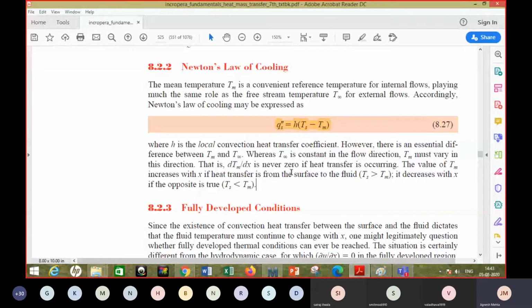So Newton's law of cooling as applied to the internal flow is not much different from the external flow, except that here you find Tm in place of T infinity, right? So you're talking about the mean temperature as the representative temperature for the internal flow. So Qs double prime, that is the heat transfer rate per unit area, would be the heat transfer coefficient times Ts minus Tm, which is the potential for heat transfer.